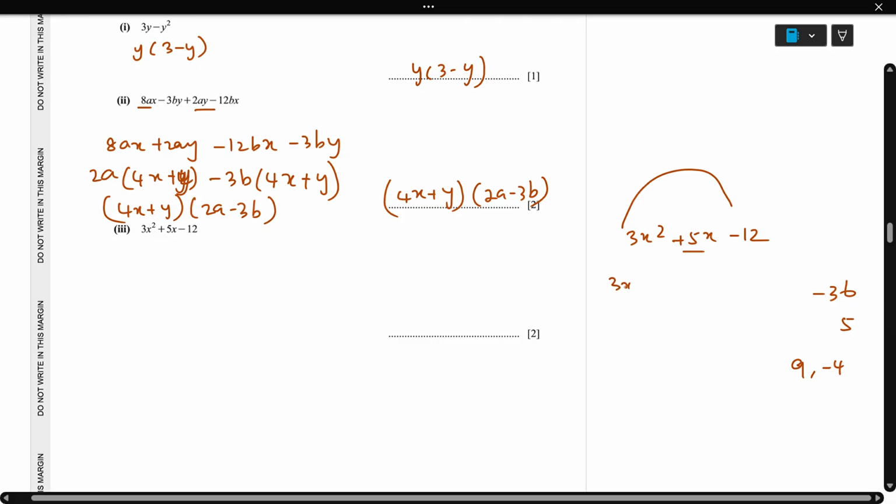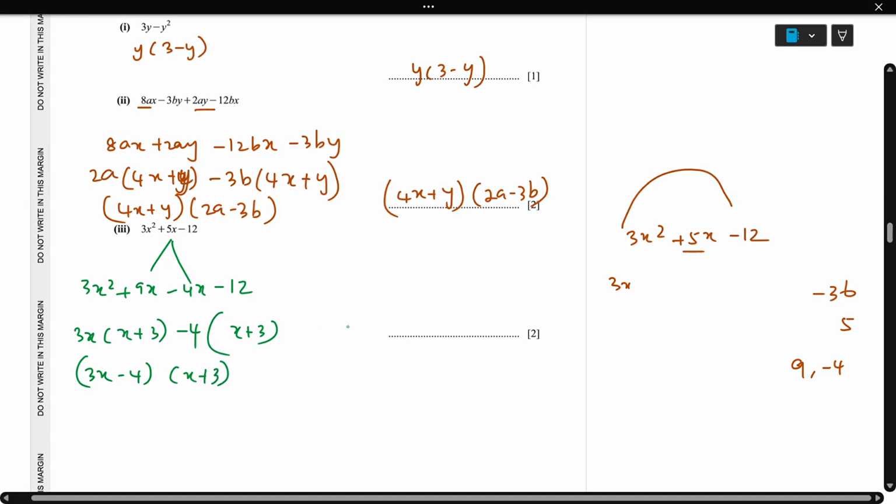So 3x square, I'll write here 3x square plus 9x minus 4x minus 12. Only splitting the middle one like this. So bring the highest common factor of the first two terms, which is 3x, out. So x plus 3, as it is here, x plus 3. Then just match negative 12, which is negative 4 out. So 3x minus 4 into x plus 3. 3x minus 4 into x plus 3.